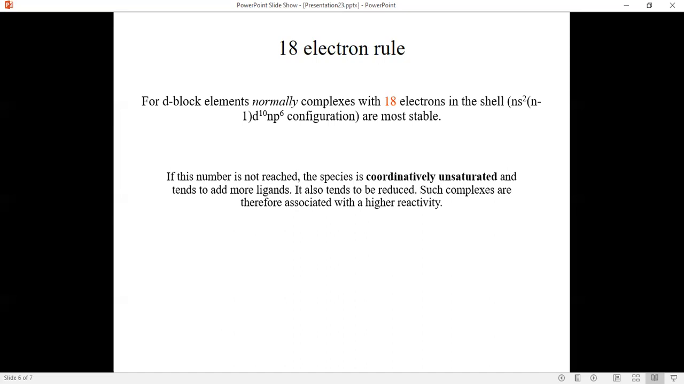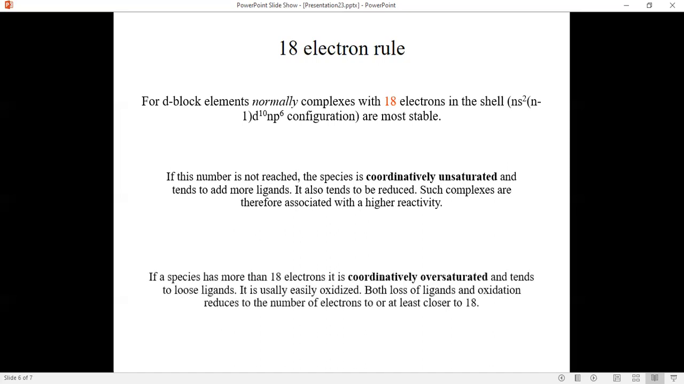Okay. So now, if we have more than 18 electrons, then we say it's coordinatively oversaturated. We can also predict the reactivity that results from that. So such complexes tend to lose ligands, and thereby also lose electrons, reducing their number of electrons. They can also usually be easily oxidized. So the 18 electron rule is called a rule and not a law because there's a significant number of exceptions to it.